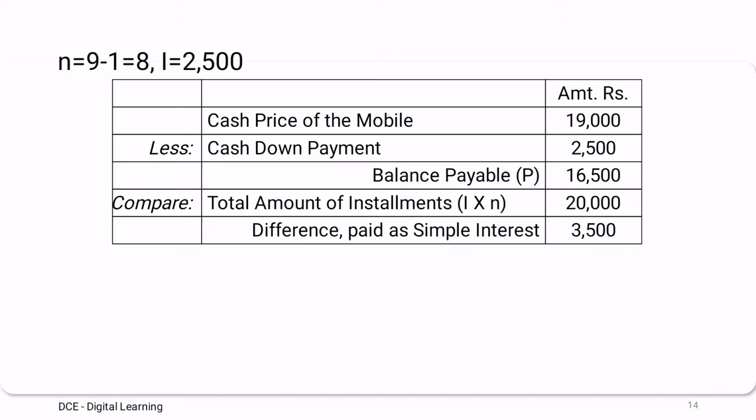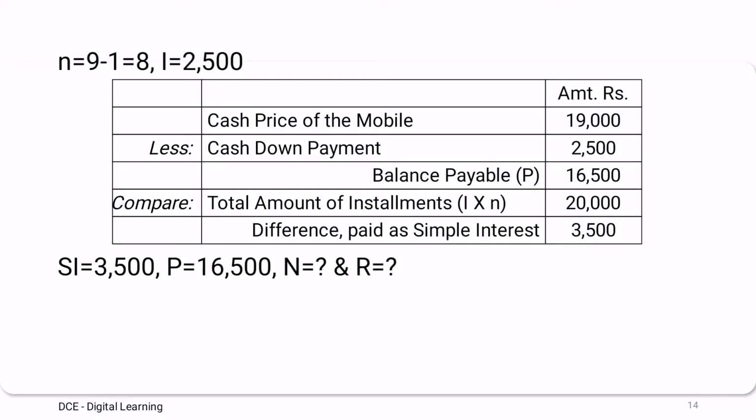This balance payable of 16,500 is compared with the total amount of installments, which is I into n. I is amount of installment 2,500 into number of remaining installments. So 8 remaining installments. So 2,500 into 8 is 20,000. Now if you compare amount of installments with the balance payable, there is the excess amount paid by the customer to the dealer. This is known as simple interest. So 3,500 will be simple interest.